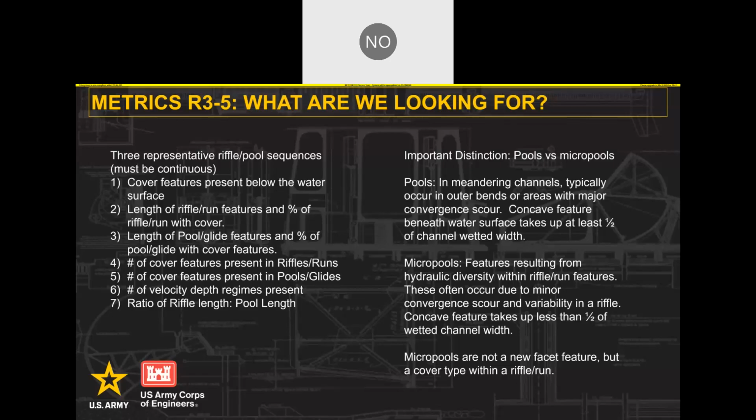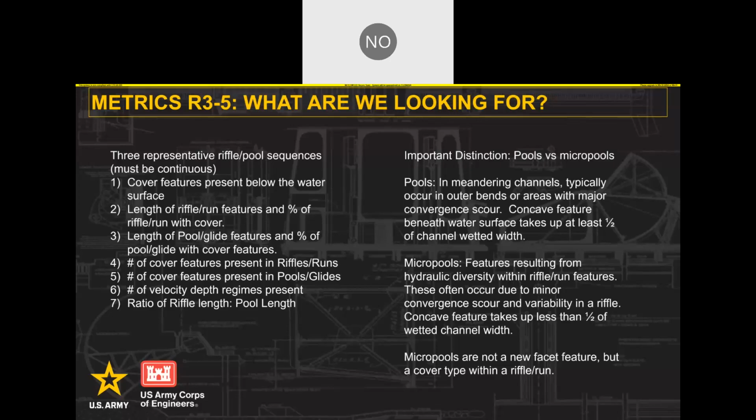Length of riffle with cover features and percentage of riffle run with cover. Length of pool glide features and the percentage with cover features. The number of cover features present in riffle runs. The number of cover features present in pool glides. The number of velocity depth regimes present, and then the ratio of riffle length to pool length, or riffle run to pool glide. I talked about this.